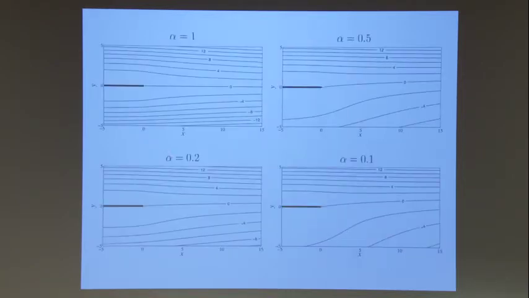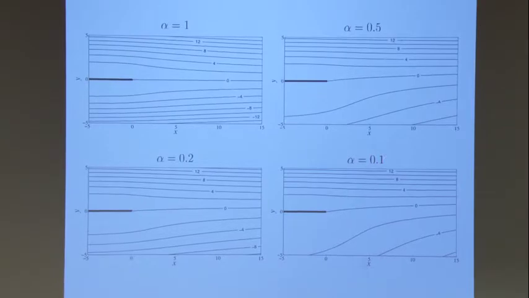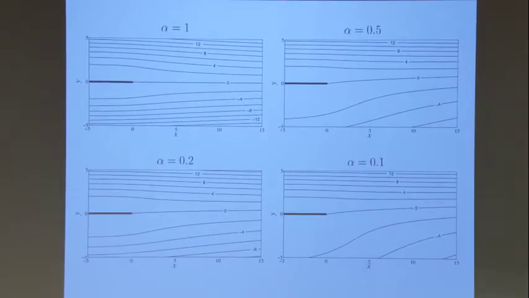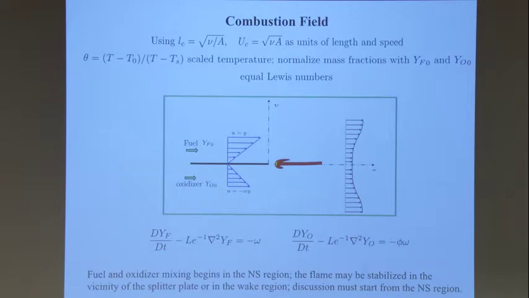These are streamlines for different alpha. Clearly, alpha equal to 1 is a symmetric situation. Alpha equal to 0.1 is close to no flow in the oxidizer. In other words, everything is entrained into the mixing layer. So it's fully entrained if alpha goes to 0, and there is less entrainment as alpha increases; at alpha equal to 1, you have two streams. The flow accelerates as it goes in, and so we have a solution for the flow field. Now we want to fit a flame to it.